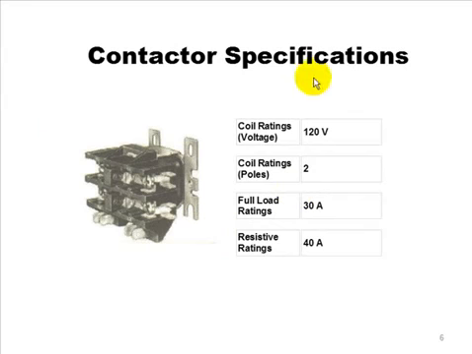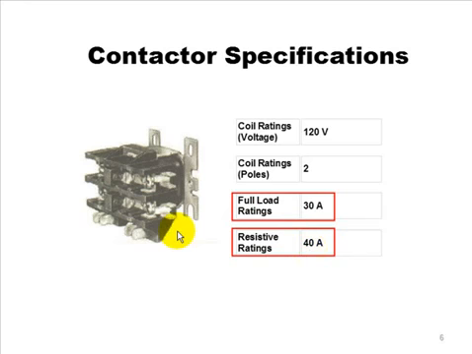You'll also see contactors specified that way. You'll have this coil, in this case, and this contactor is 120 volts. There's two poles, okay? Full load amps is 30 amps, and the resistive load is 40 amps. You can take a higher resistive load because there's no inductance. You're not going to get that surge of voltage and current like you get in inductive loads.